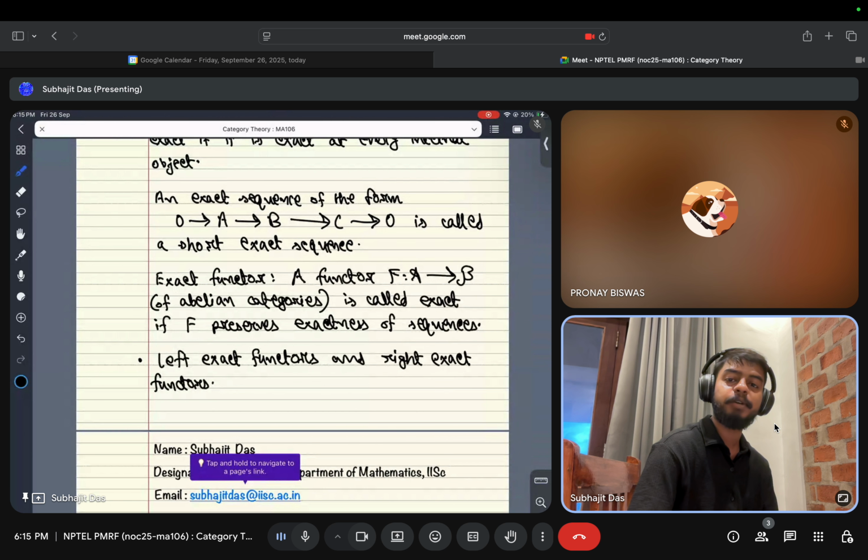So they preserve finite products and they preserve kernels, which are exactly equalizers, which means that they preserve all finite limits. They are Cartesian functors. And similarly, dually, right exact functors are co-Cartesian functors. They preserve all finite co-limits of all finite shapes.